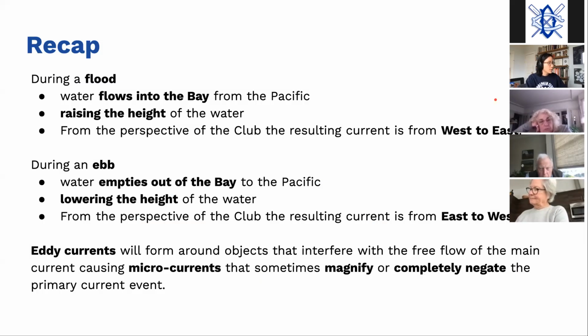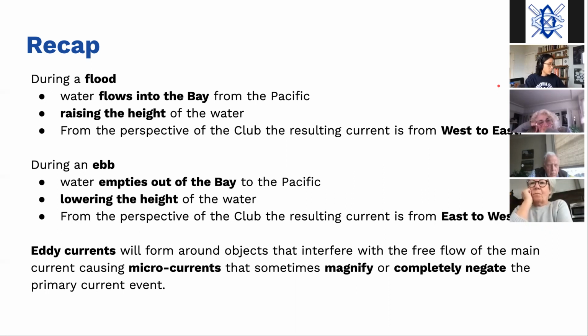So to recap this last section in terms of how the tides work. During a flood, water flows into the bay from the Pacific. It raises the height of the water. And from this perspective of the club, the resulting current is from west to east. During an ebb, all that turns around, literally. Water empties out of the bay to the Pacific. It lowers the height of the water. And from the perspective of the club, the current is moving from east to west.